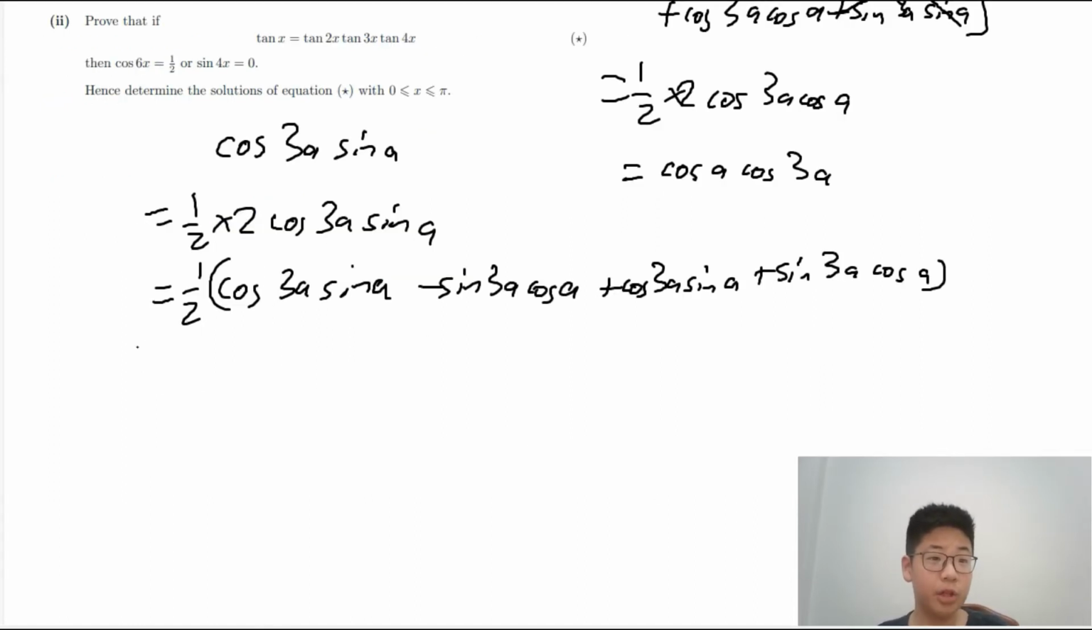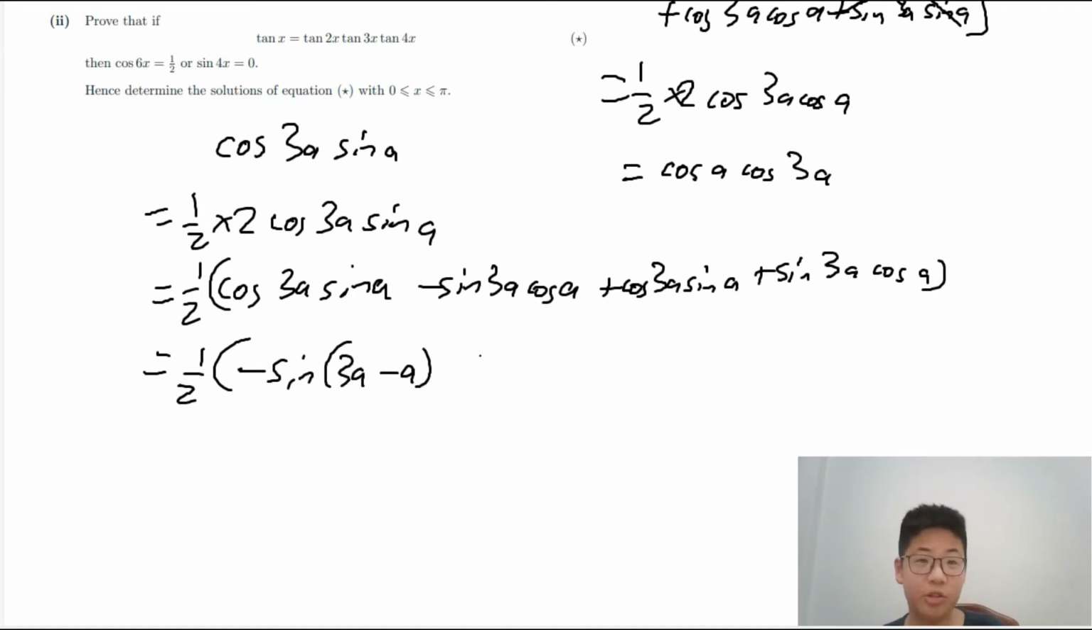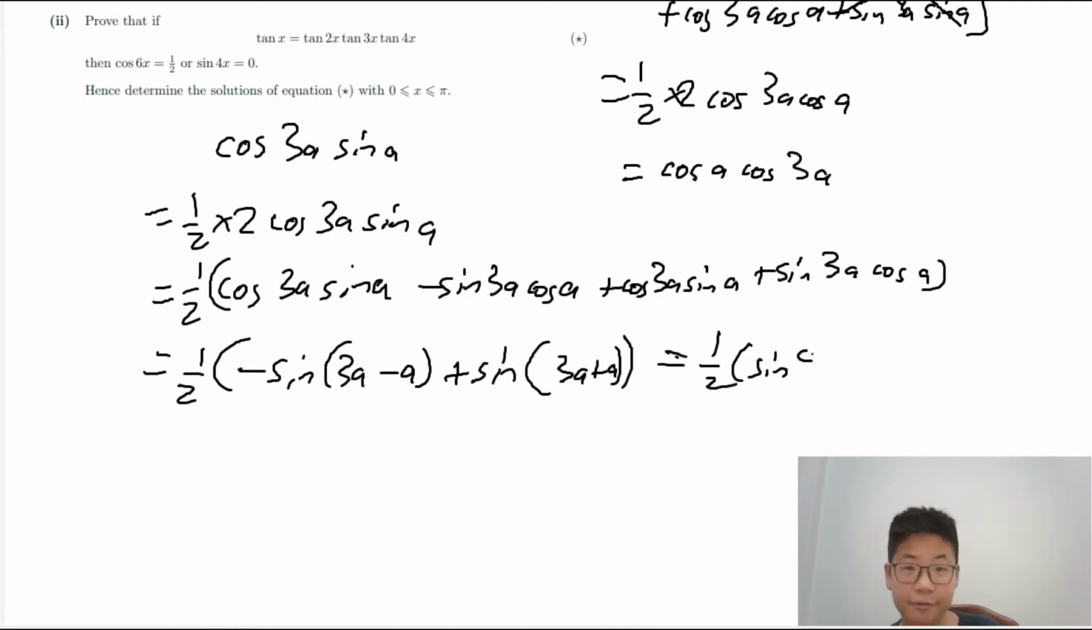Then we could use the addition formulas, and you see sine 3A cos A minus cos 3A sine A, then you get minus sine of 3A minus A because the signs are different, and on the right the signs are the same, so sine of 3A plus A, equals half sine 4A minus sine 2A. There, this is quite arduous working, so you could pause the video and rewind if you want to see it again. Now we look at 4 cos x cos 2x cos 3x equals 1. Let's write it here.